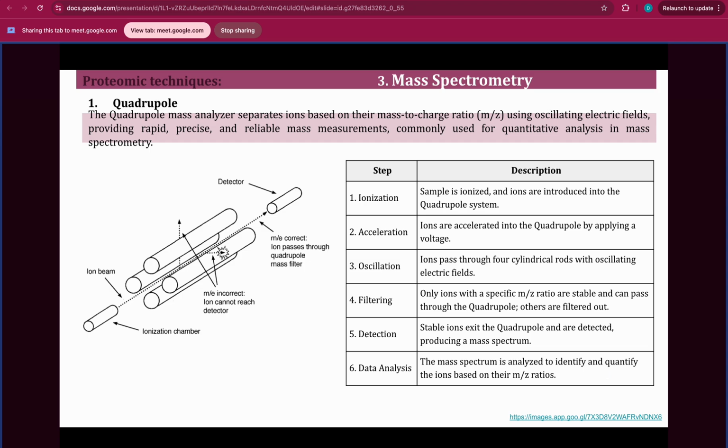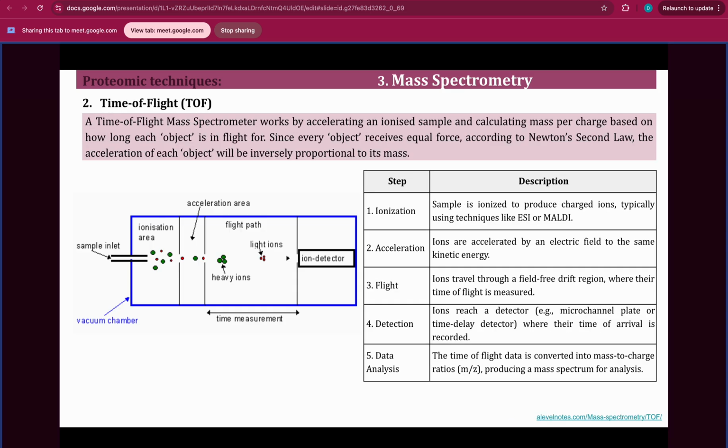I have provided each and every mass analyzer one by one in detail, how each of them works and what the steps are. So you can go through these slides if you want to know more about them, but we have discussed them already. Similarly, time of flight is kind of measuring the time, and on the basis of mass to charge, molecules are moving. Heavy ions will move slow, they will take more time, whereas lighter ions will move faster, they will take less time. The ion detector will detect them. So this is all about the time of flight, and mostly it is used with the MALDI for solid samples.